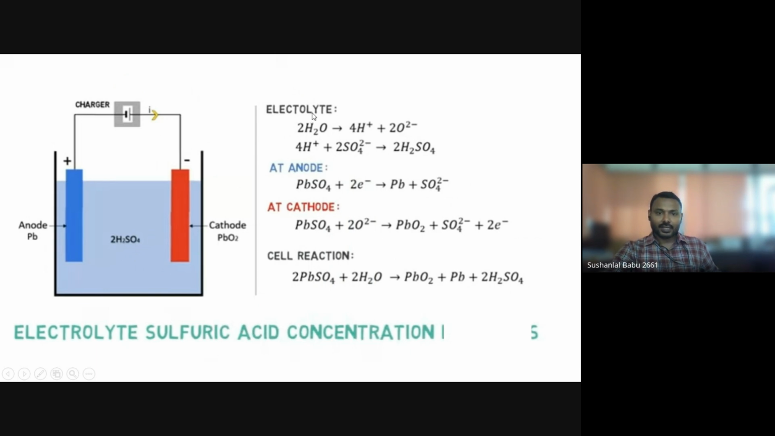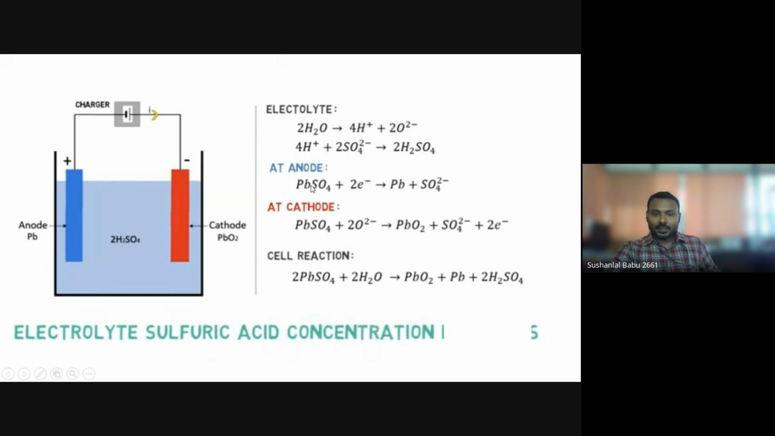Okay, so overall reactions look like this: H2O got decomposed to H+ and O2-. That is 2H2O gives 4H+ plus 2O2-, and 4H+ becomes 4H+ plus 2SO4 2-. At the end of this reaction, 2H2SO4 will form. Concentrated, not diluted, sulfuric acid will be formed.